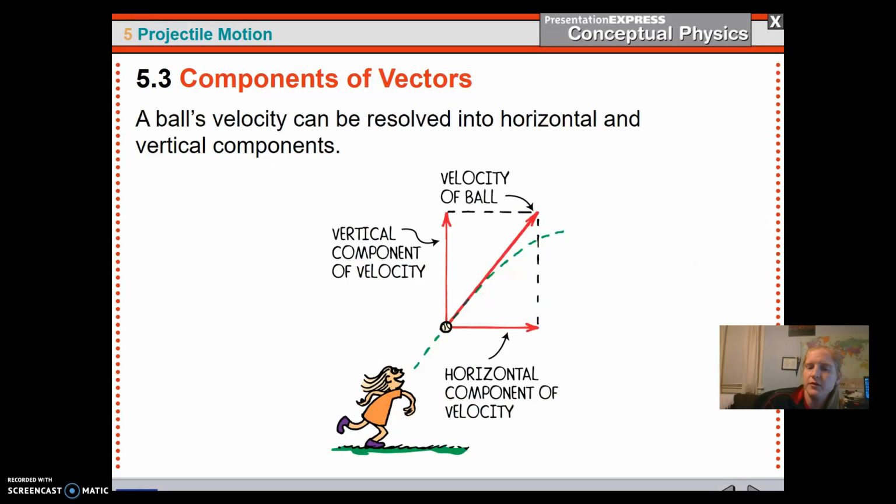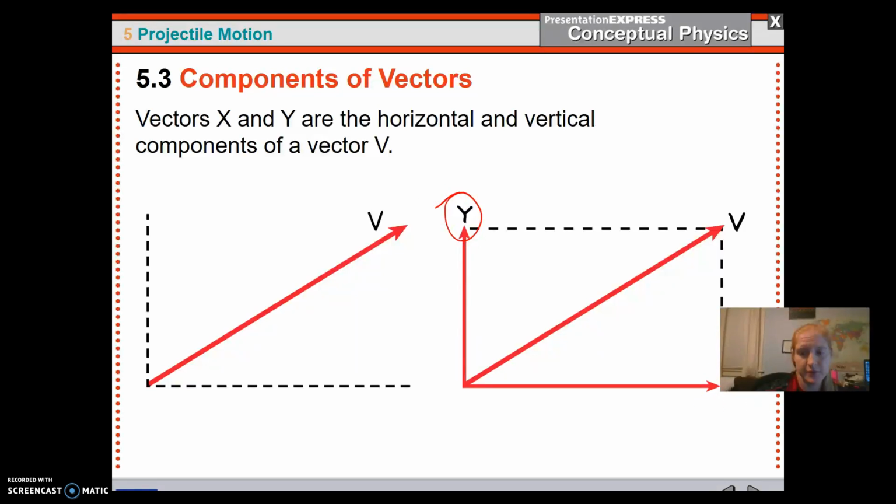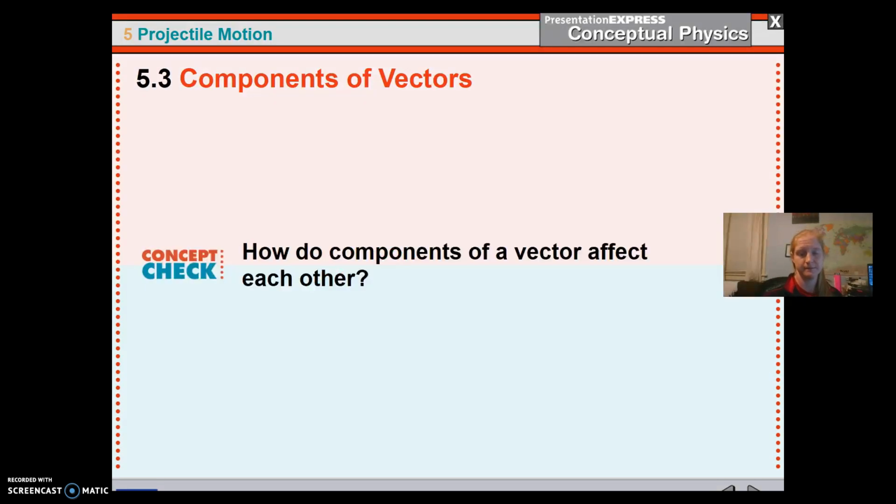If you toss a ball into the air to your friend, or you shoot a free throw, that ball's initial path can be broken down into a vertical component and a horizontal component. We call these the y and the x component, obviously the y-axis and the x-axis.